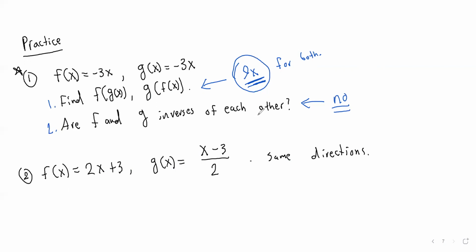So you should end up with 9x for both of them. And the question: are f and g inverses? The answer is no, because if they were inverses, f of g of x and g of f of x would both have to be equal to x. So because of part one, they're not equal to x. No for part two. For question two, I've given you the same thing. You have f of x is 2x plus 3. G of x equals (x minus 3) over 2. Same directions as number one. Find f of g of x, g of f of x, and say if they're inverses or not. I'd like you to try number two first. If you get stuck, you can watch my solution.